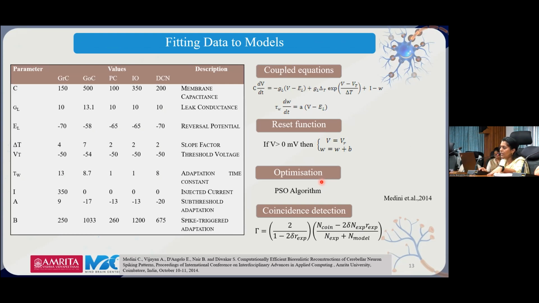With a set of coupled equations as well as a reset function, the optimizer that was used was a PSO algorithm, that is, the particle swarm optimization algorithm. The fitness function, or the condition, was a coincidence detector, used to identify whether we have attained the correct firing behavior or not, based on the interspike interval as well as the timing and the shape.